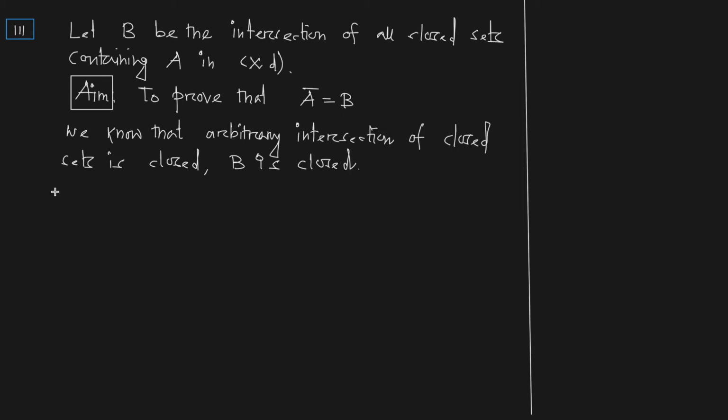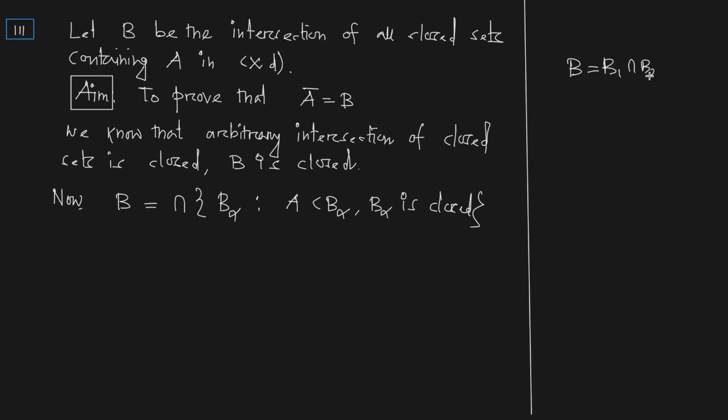Okay, so now what is B? B is the intersection of all closed sets containing A, that is B is the B alpha, that is B1, B2, B3, such that A is contained in B alpha. What is B alpha? B alpha are closed. B is equal to B1 intersection B2 intersection B3 dot dot, okay?